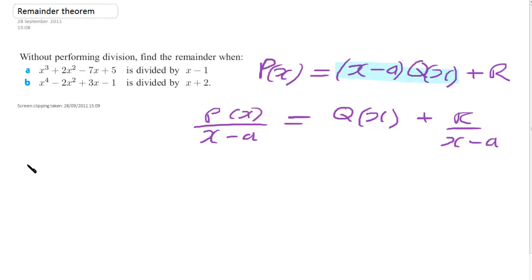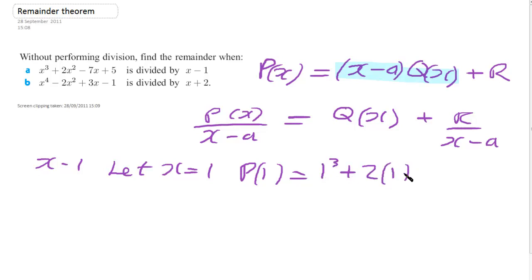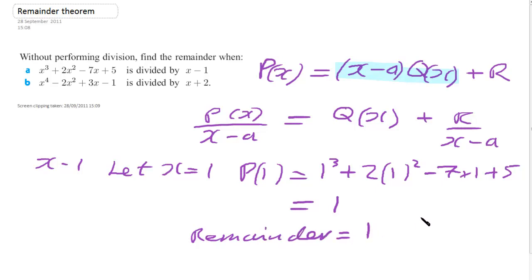So we've got x minus 1. So if you've got x minus 1, we're going to let x equal 1. So therefore p of 1 will equal, put it into this formula for p, 1 cubed plus 2 times 1 squared minus 7 times 1 plus 5. And that will equal, what's that, 1 plus 2 is 3, minus 7 is minus 4 plus 5 gives you 1. So the remainder equals 1.